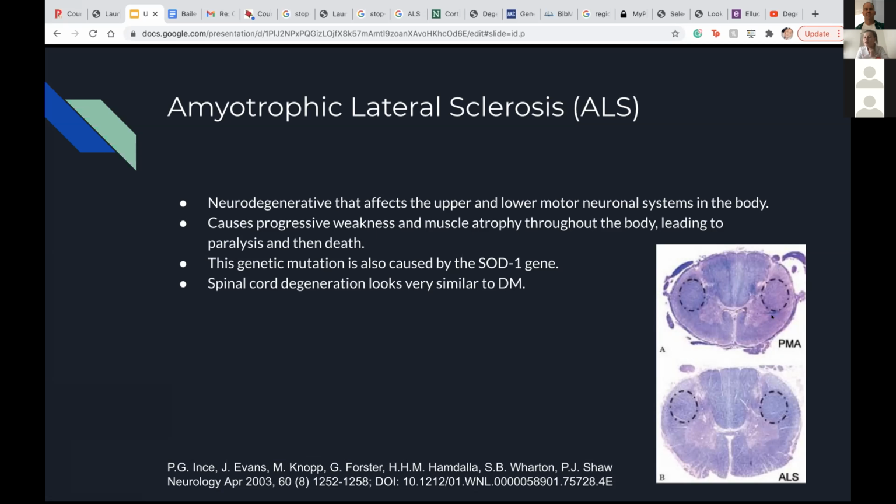This is the spinal cord in ALS. You can see it's not as densely colored from the dyes, because of the degeneration of the white matter and things like that. The difference in the genetic mutation on the SOD1 gene is that in ALS there are over 120 different mutations on that gene that cause ALS, while in DM, as far as we know, there's only one mutation, that G to A.